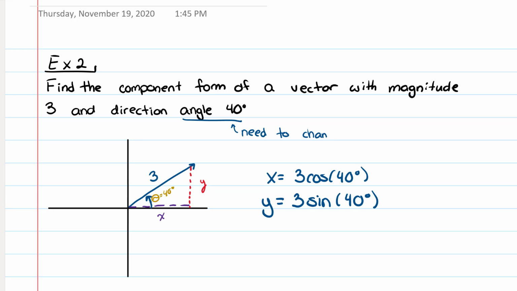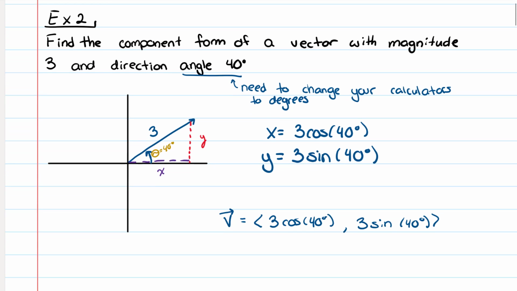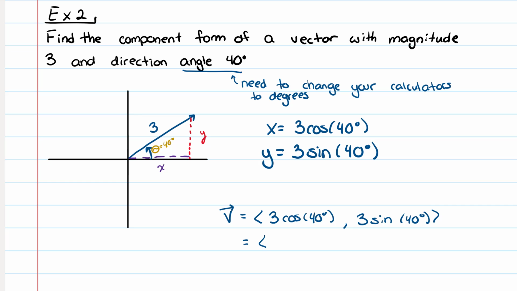And don't forget to change your calculator to degrees if the problem gives it to you in degrees. And so we're actually almost done with this problem. We just write the vector is equal to 3 cosine of 40, comma, 3 sine of 40, because the x goes in the first component and the y goes in the second. And then you just put those in your calculator and you get about 2.298, comma, 1.928.